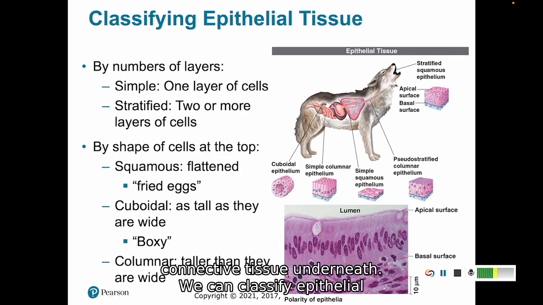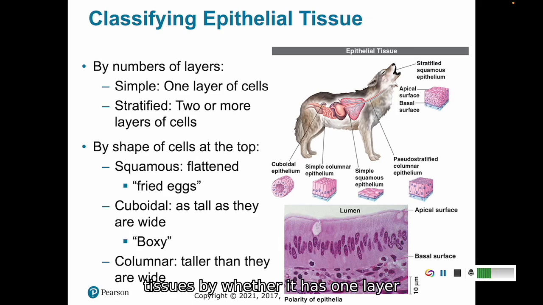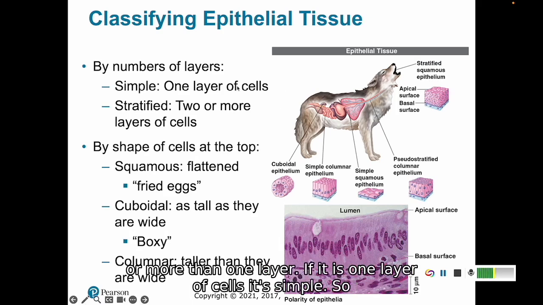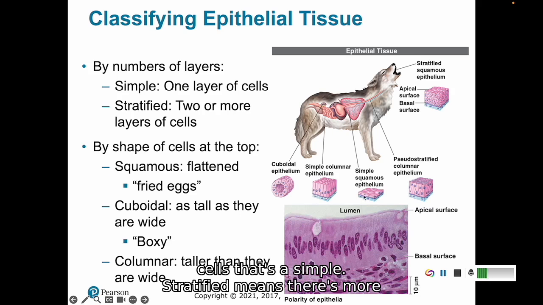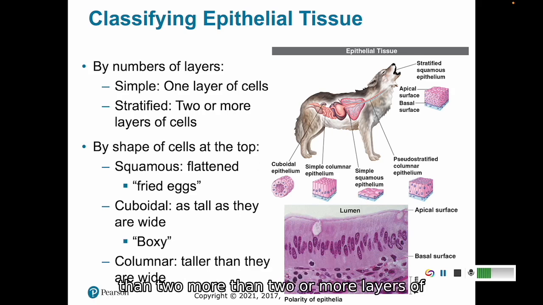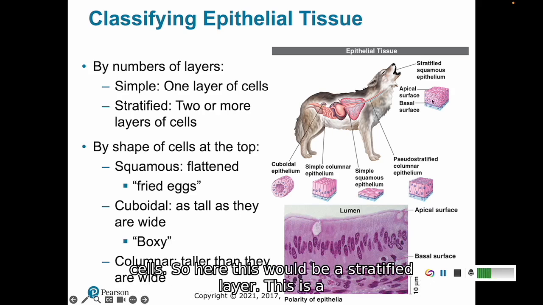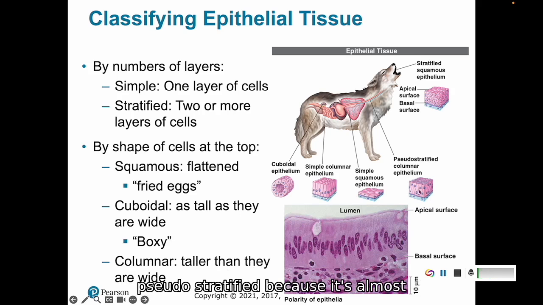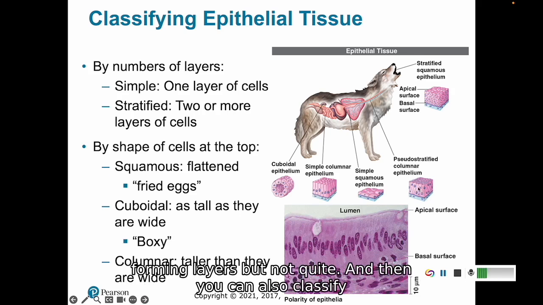We can classify our epithelial tissues by whether it has one layer or more than one layer. If it is one layer of cells, it's simple. So here, this is one layer of cells. That's a simple. Stratified means there's two or more layers of cells. So here, this would be a stratified layer. This is a pseudostratified because it's almost forming layers, but not quite.